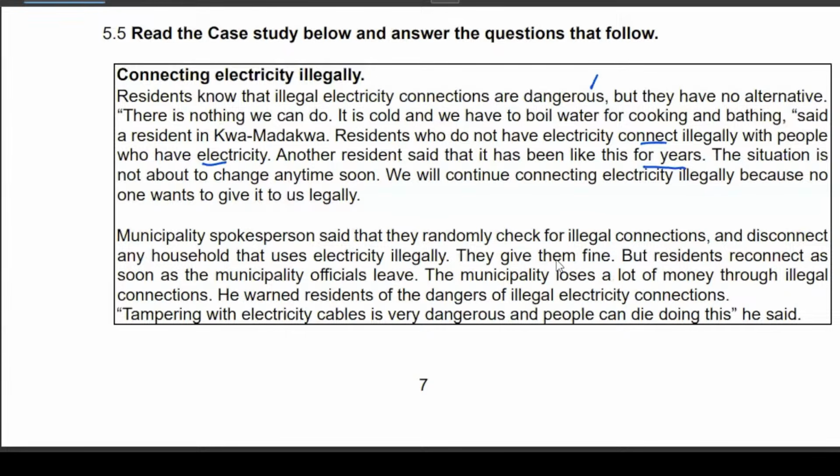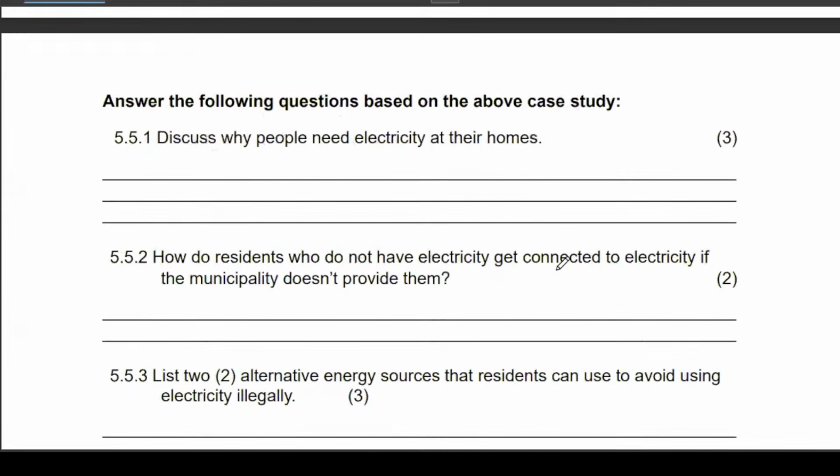The municipal spokesperson said that they randomly check for illegal connections and disconnect any household that uses electricity illegally. They give them a fine, but the residents reconnect as soon as the municipality officials leave, even after paying the fine. So the municipality loses quite a lot of money through these illegal connections, and he warned residents of the dangers of illegal electricity connections. Tampering with electricity cables is very dangerous, guys, and people can die doing this, he said. So that is the municipality spokesperson. So answer the following questions based on the above case study.